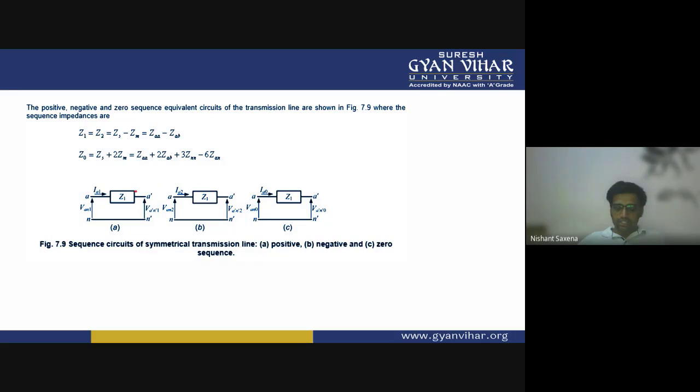Now, if you are asked to draw the sequence circuits for the transmission line, you just have to keep all the symmetrical components in series as shown in this diagram, for the positive, negative and zero sequence circuits. Z1 and Z2 are the same, that is Zs minus Zm, the positive and negative sequence impedances. Apart from this, Z0 will be different, equal to Zs plus 2Zm. I think this is clear to you.